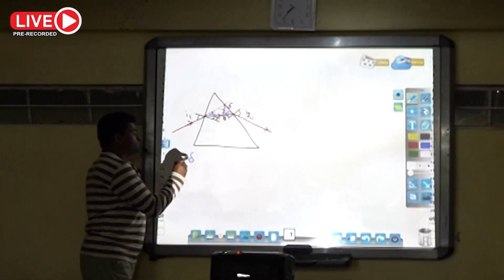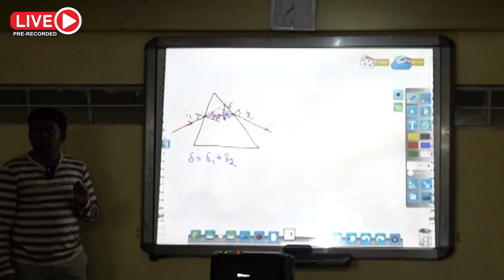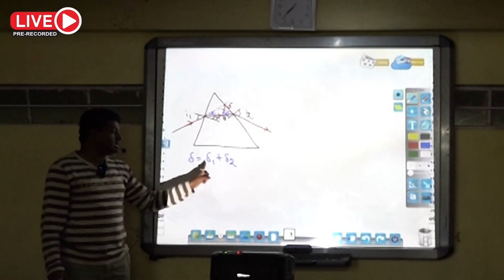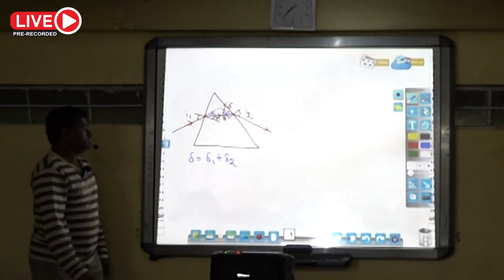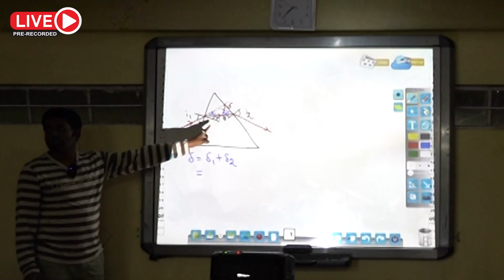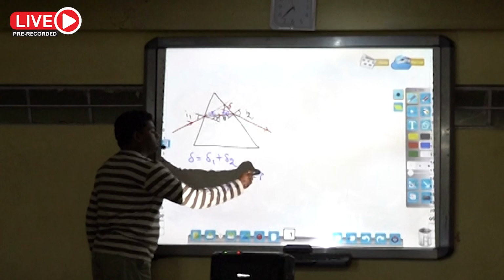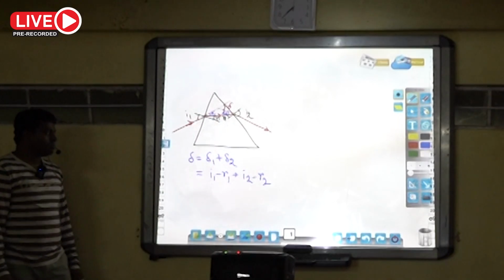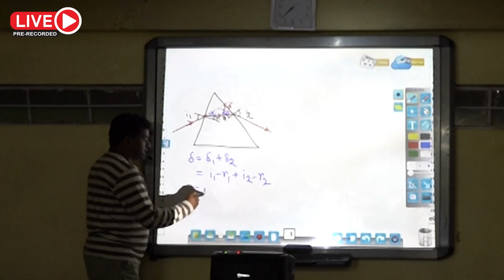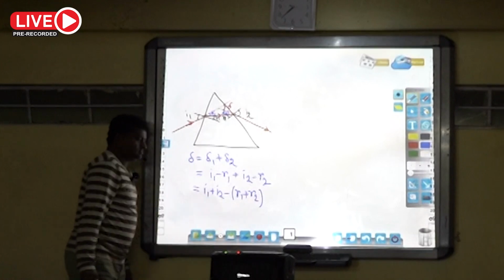And see, we can write total deviation delta equal to the sum of the two deviations. Delta equals delta 1 plus delta 2, from the theorem that the sum of the two opposite interior angles equals the exterior angle. Now, what is delta 1? From this diagram we can see that delta 1 means I1 minus R1. Similarly, delta 2 means I2 minus R2. Then you can write this as I1 plus I2 minus (R1 plus R2). Right.